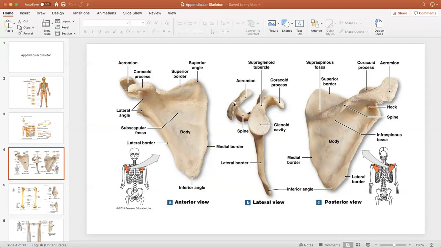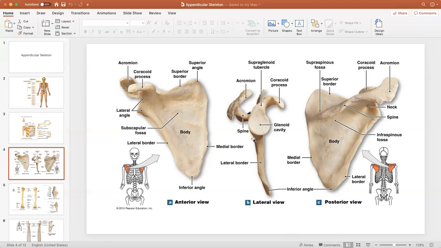So the spine and the acromion are towards the posterior aspect. On the anterior aspect, we have the coracoid process. This is where the pectoralis minor attaches. Okay. And then on the anterior surface, against your rib cage there, this is your subscapular fossa, where the subscapularis muscle is. So you have your medial border, your inferior angle, your lateral border, and your superior border and your superior angle here. The glenoid cavity or glenoid fossa is here.